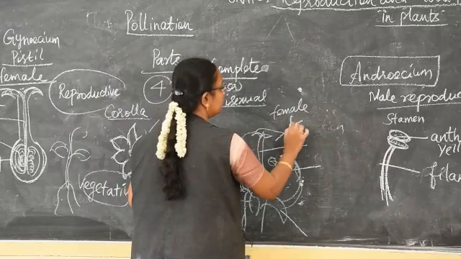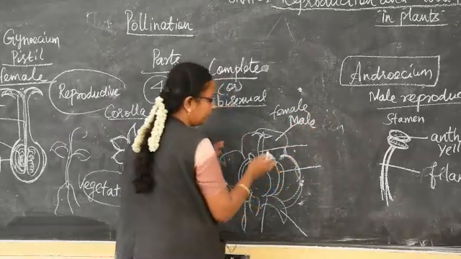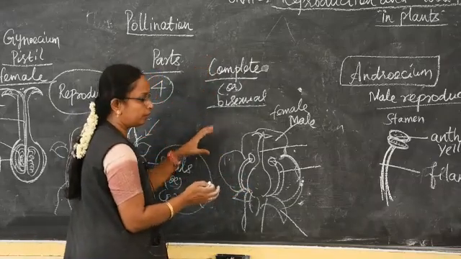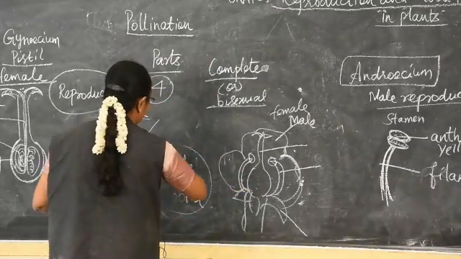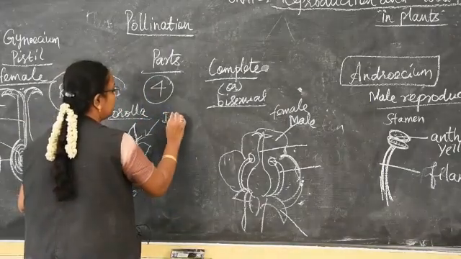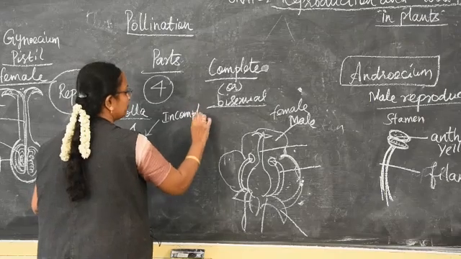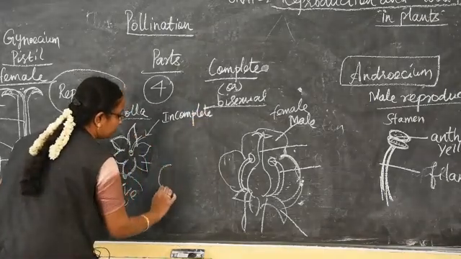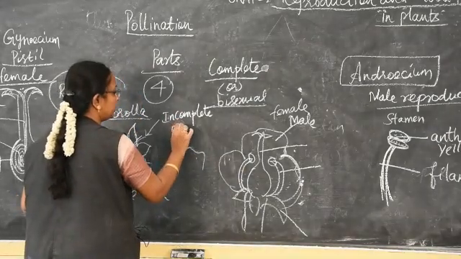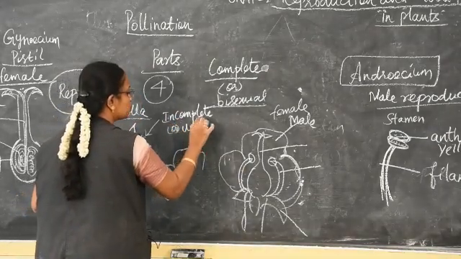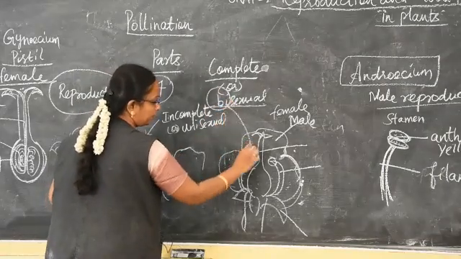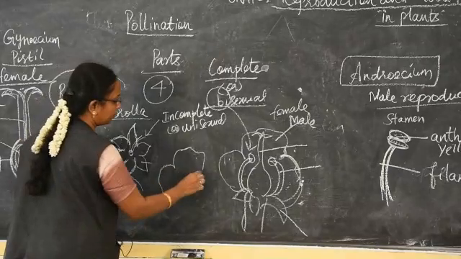Male part and female part are present inside a single flower. It is said to be a complete or bisexual flower. Otherwise, if any one of the parts is absent, that is said to be an incomplete flower. For example, if we take pumpkin, it is known as unisexual, incomplete or unisexual. Bi means two sex organs are present in the same flower itself.